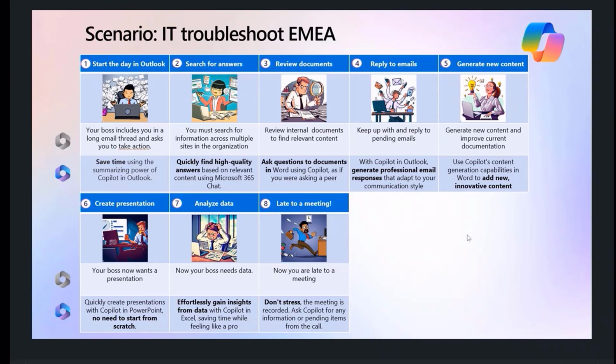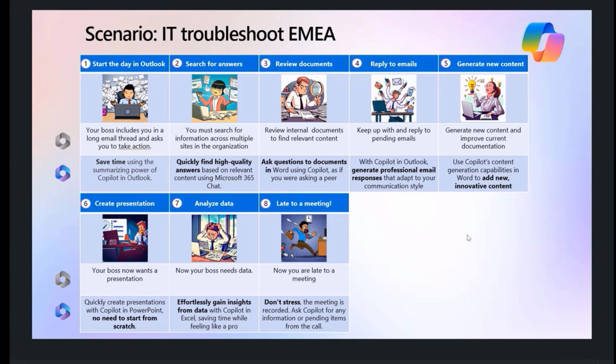So using Copilot in Word in order to help you get key pieces of information out of what could be quite long documents, helping you respond or create emails. Then we've got 2, generate new content. So generating new content with Word and also generating new content from PowerPoint. We've then got the data analysis. So that's using Copilot within Excel. And then the final one was you're late to a meeting and you need Copilot, or you weren't able to attend a meeting and you want Copilot to catch you up.